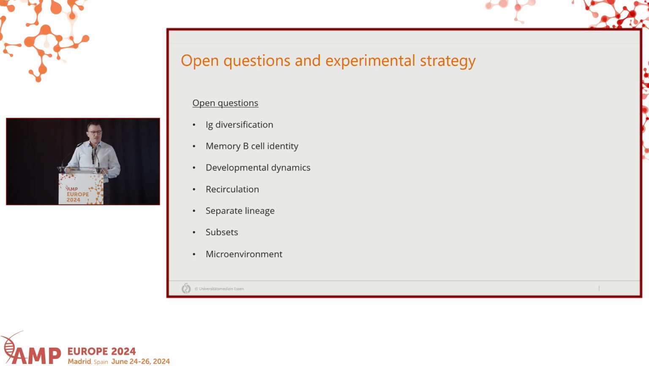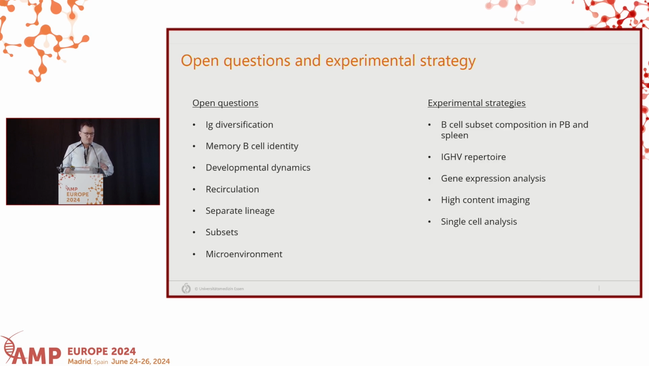We had many open questions to human splenic marginal zone B cells because this compartment is very well analyzed in mice. However, many of these questions were not addressed in the human situation yet. We had different experimental strategies to address these questions, and to our surprise, many of these questions could be addressed by simply analyzing the B-cell receptor repertoire.